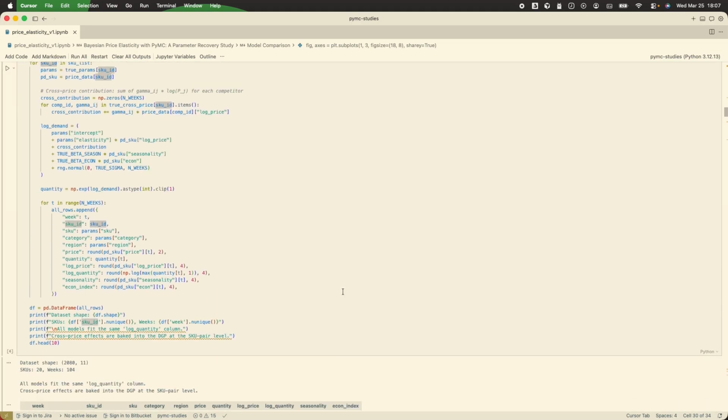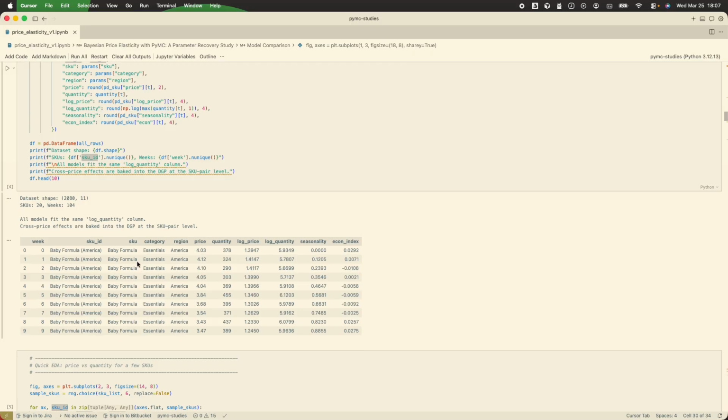Once we have that synthetic data set, this is what it looks like more or less. I've also added a couple different control variables here just to make things a little bit more interesting. You have a SKU, its category, region, price, quantity, and week. So basically it's like, over time, price increased by this much, what happened to quantity. You also have log of price and log of quantity because that's what we're going to be using.